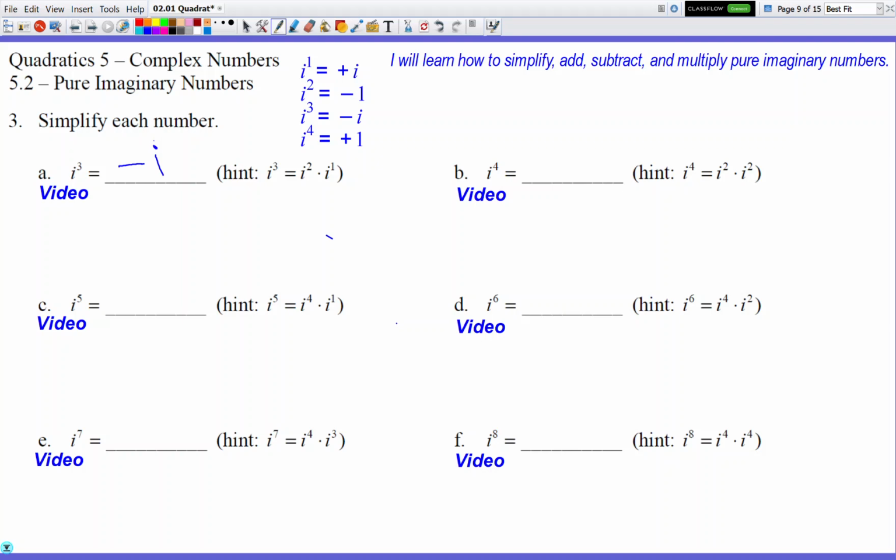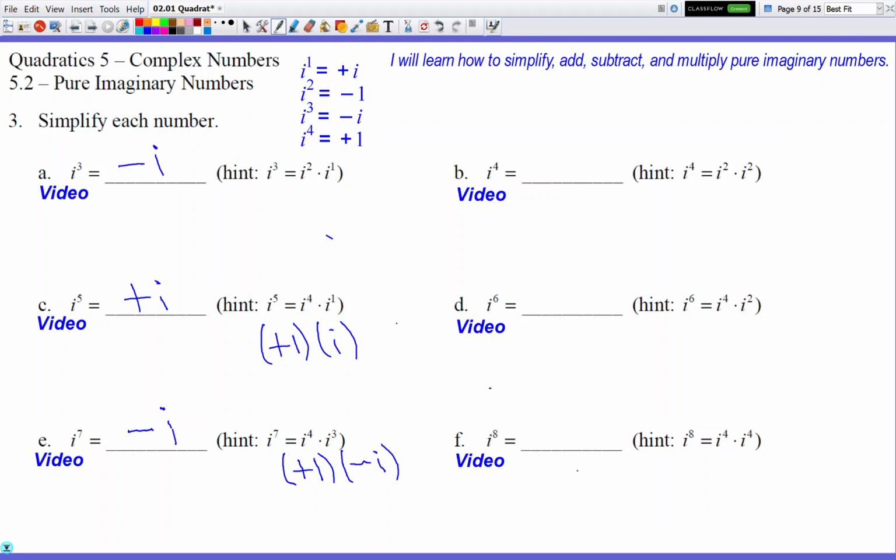Okay, i to the fifth. We're going to use that hint, because does our chart have an i to the 5th conversion? No, it only goes up to i to the 4th power. So for i to the 5th, we're going to use their hint: i to the 4th, which we replace with positive 1, times i to the 1st, which is just positive i. So positive 1 times i gives positive i. Okay, i to the 7th, we're going to use their hint again. It says i to the 7th is known as i to the 4th times i to the 3rd. i to the 4th is my positive 1. i to the 3rd, based on my conversion chart up there, is negative i. So positive 1 times negative i is negative i.